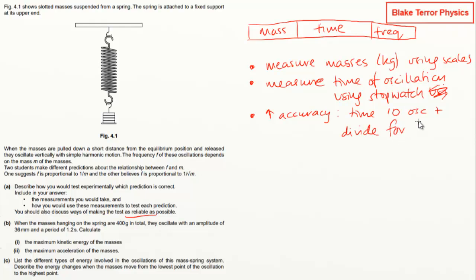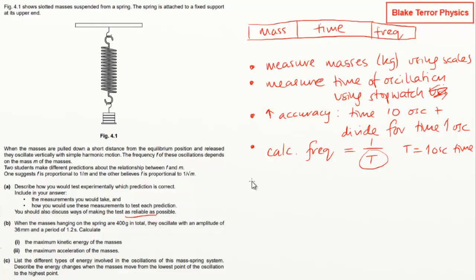For time of one oscillation, I'm just writing all this in shorthand, but yeah, turn these into sentences. Then we can calculate frequency, which equals 1 over the time period. So this is the time for one oscillation. T equals one oscillation time. So make sure you're clear as to exactly what this is when you're calculating it.